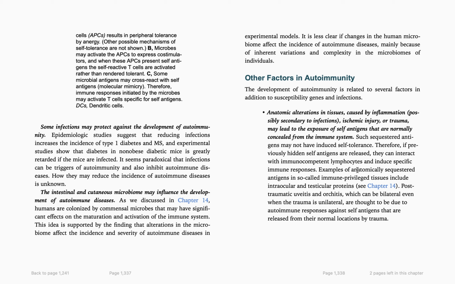Examples of anatomically sequestered antigens are the so-called immune privileged tissues, including intraocular and intratesticular proteins. Post-traumatic uveitis and orchitis, which can be bilateral even when trauma is unilateral, are thought to be due to an autoimmune response against self-antigen that is released from its normal location by trauma.